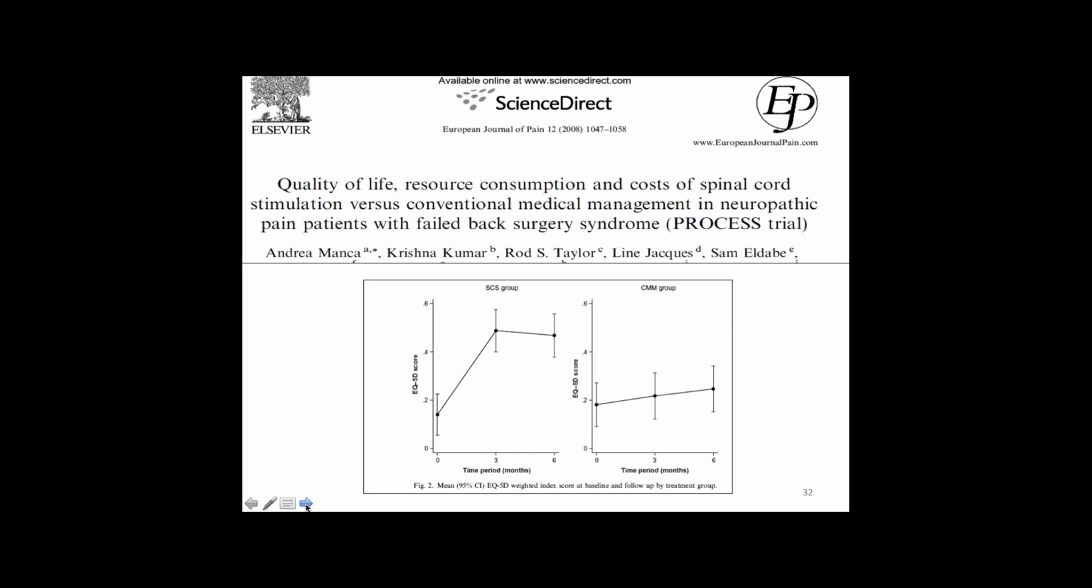Now, the reason for introducing this to you is to A, show you need to think about the comparator, but B, in this trial we intentionally collected only costs and outcomes. We did not do a formal cost effectiveness analysis, and the two plots below show you the EQ5D scores in the two populations, and you can see there's clearly evidence of better quality of life following intervention in the spinal cord stim group compared to conventional medical management.